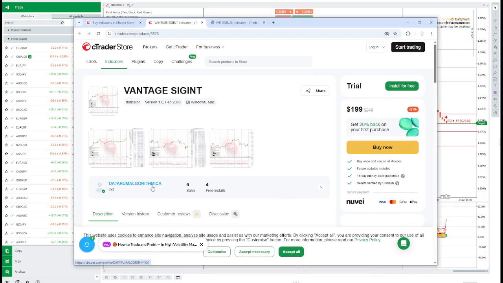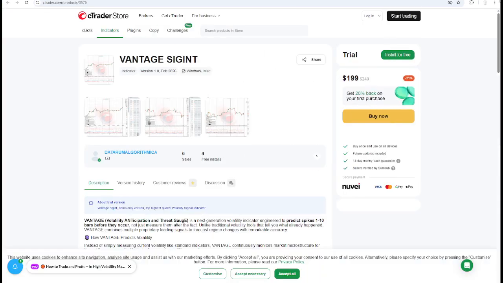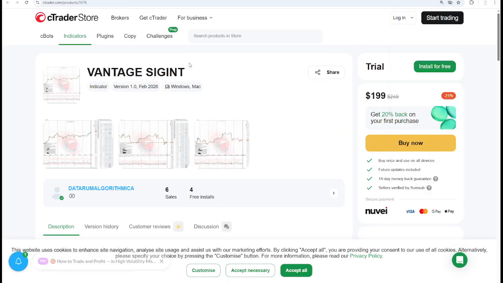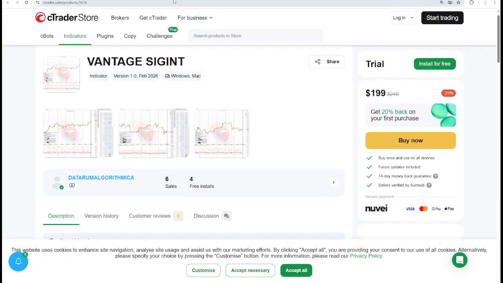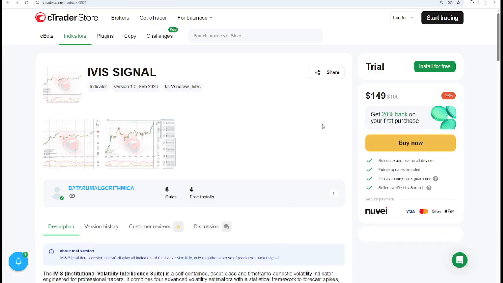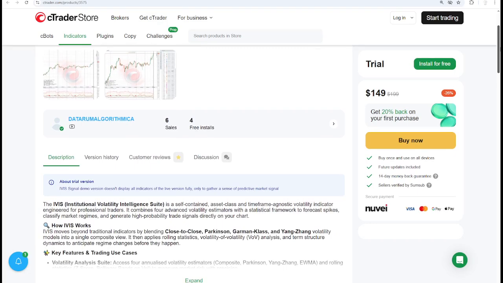Okay, you can see here, that's my cTrader store profile. And today we've got two new indicators. One is Vantage Sigint, and the other one is Ivis signal. These two indicators are top quality class. Nothing similar can be found on cTrader. They are actually way above what cTrader can provide, and these are custom made.